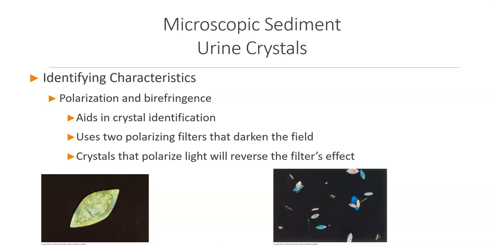Birefringence is the optical property of a material having a refractive index. If you remember, refractive kind of looks like a rainbow. And that depends on the polarization and propagation direction of the light. So if you look on the right, the crystals that polarize light will reverse the filter's effect.